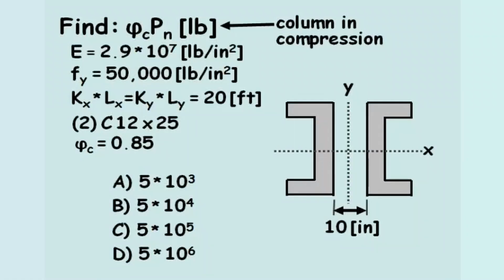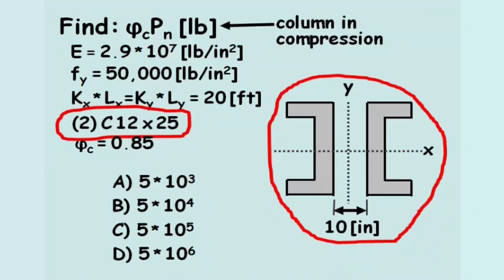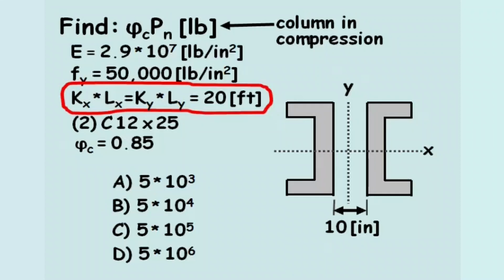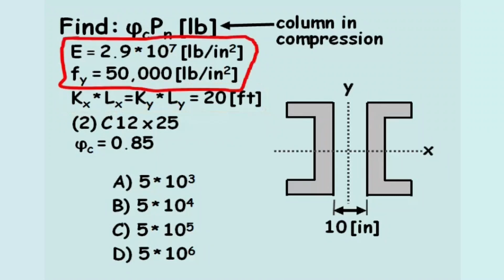Find the design compressive strength in the column in pounds. In this problem, two C12 by 25 members are positioned back to back with a separation of 10 inches. The effective length of the column in both the x and y directions equals 20 feet, and the Young's modulus and yield stress of the steel are provided.